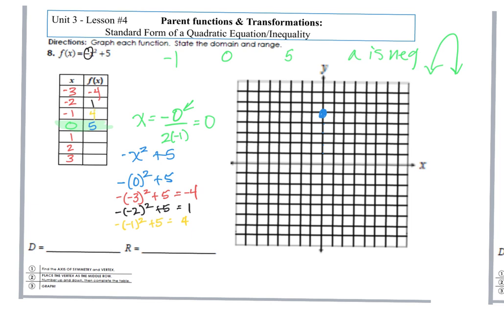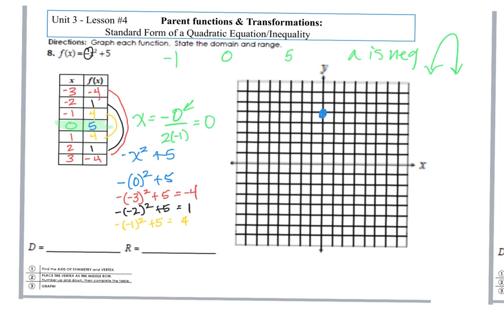Now I've met back up with the vertex, so I know that I have symmetry about that point. So this point has to be 4. The next point has to be 1, and my last point has to match up with the first point, which was -4.